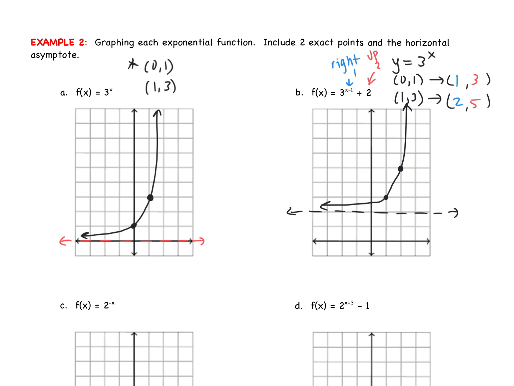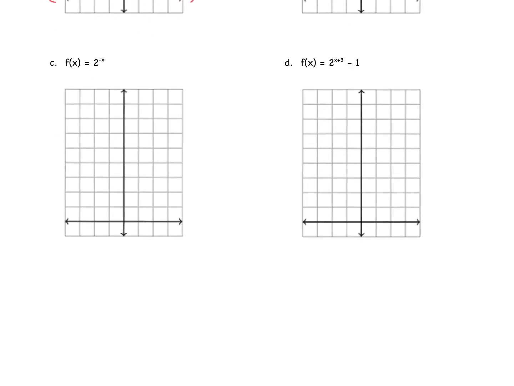Questions before we do 2 more? So the 2 on the outside affects the y. Yep. And the asymptote. Correct, because the asymptote has to do with y. Okay, so let's do 2 more, and then that is the notes for today.